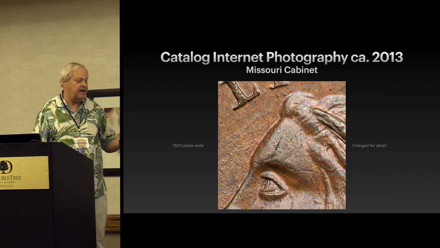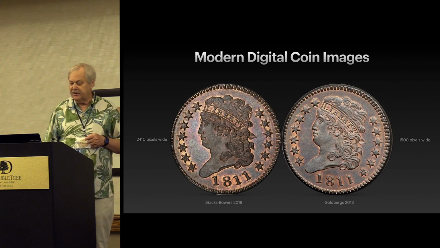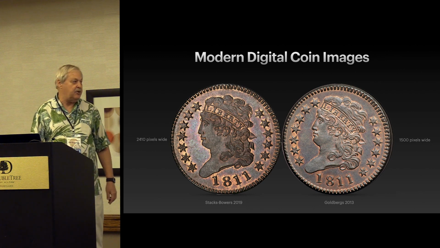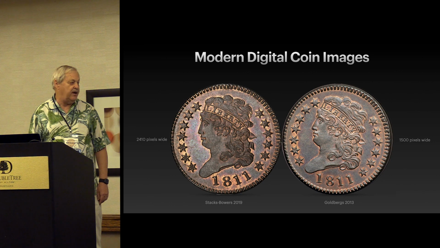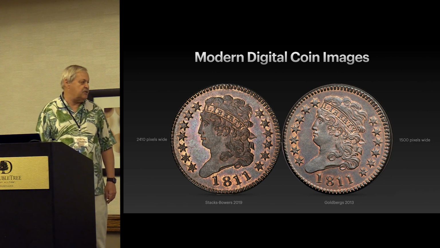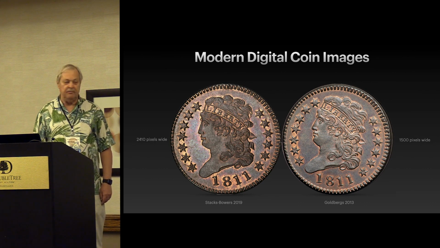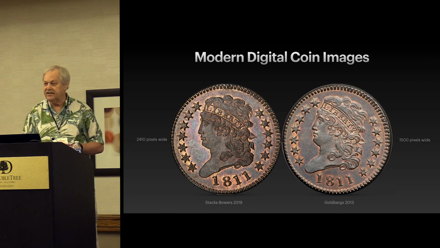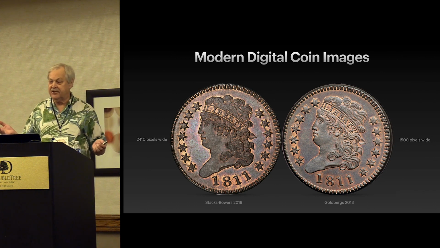And it's this kind of image that you need to do the kind of work that I'm going to show. Here are modern digital coin images. This is the same coin, pretty obvious. Here's 1,500 pixels wide, and this is from the Tet sale. And this is 2,410 pixels wide, and this is from the Pogue sale. Pogue bought it in the Tet sale and then sold it later. They don't look exactly the same, do they?